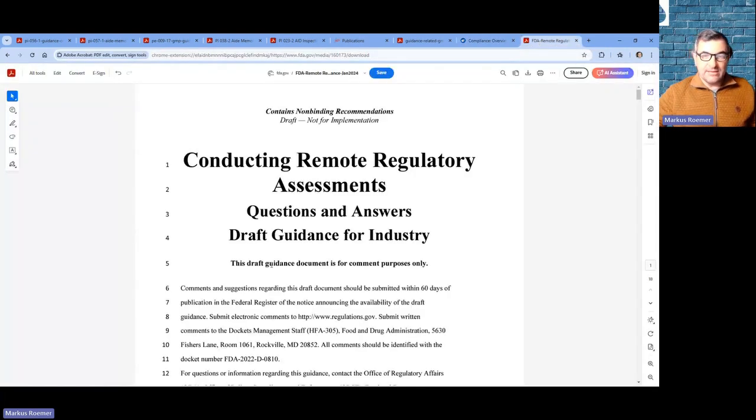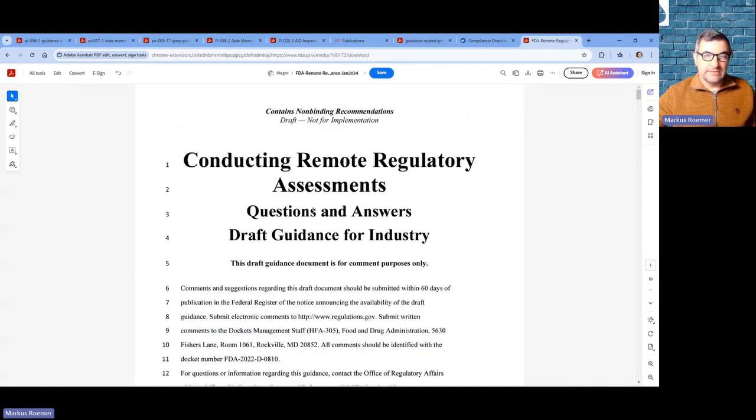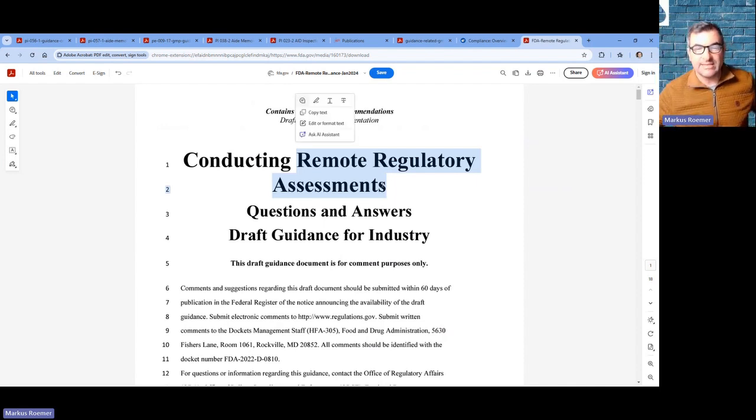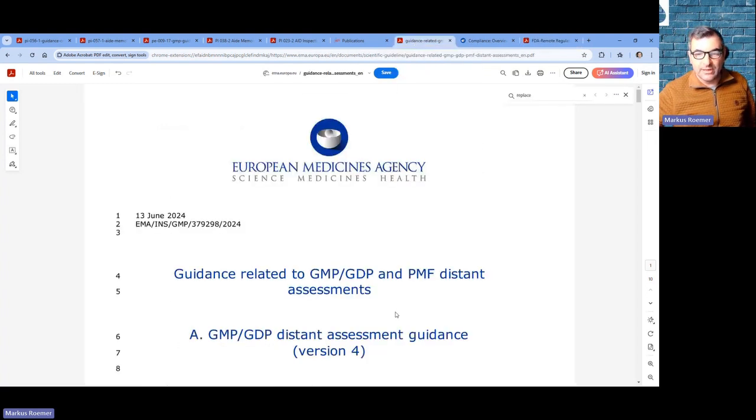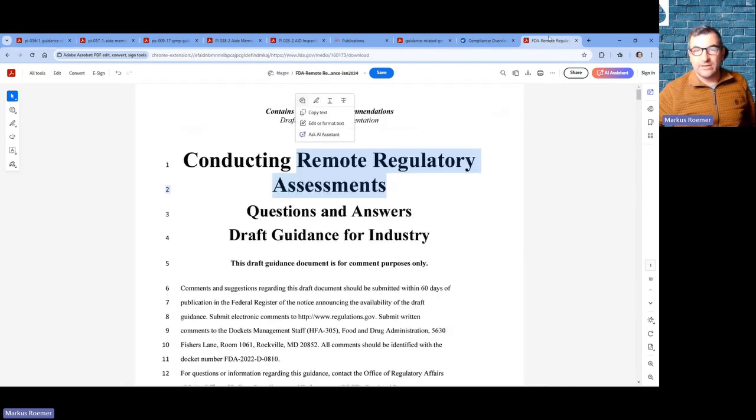The US FDA does also have a guidance for industry. Again, a non-binding recommendation, like, by the way, the guidance documents from the EMA. They call it, to make it a little bit more complex, remote regulatory assessments. You will later see the abbreviation RRA, remote regulatory assessments. In Europe, distant assessments, and the PIC/S, I don't know, reinvent the remote assessments. I don't understand it.